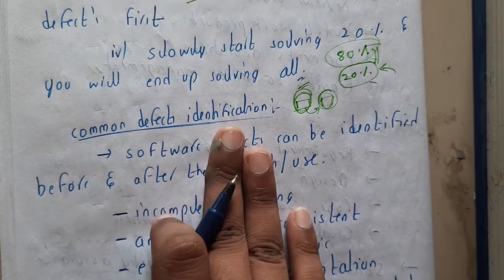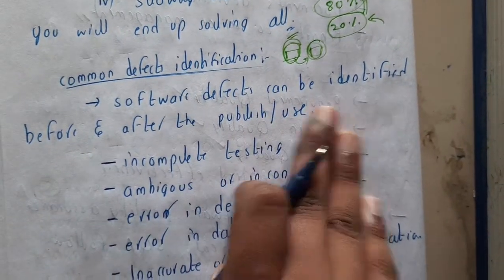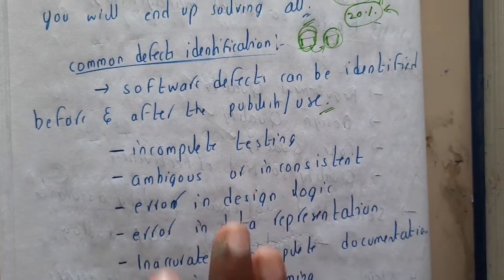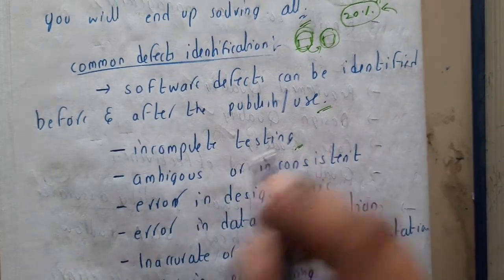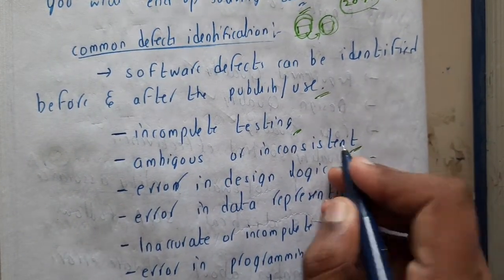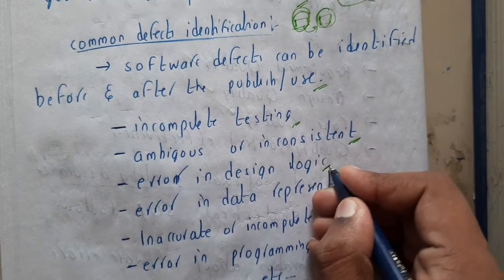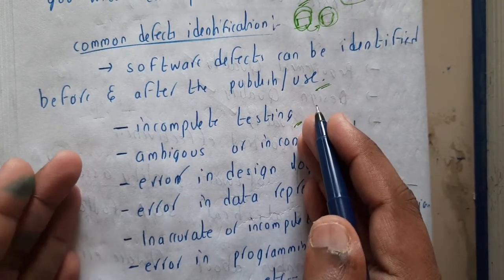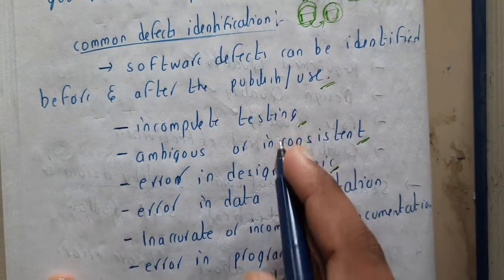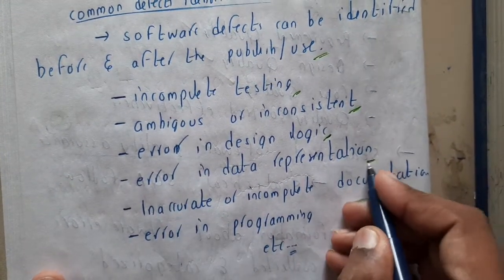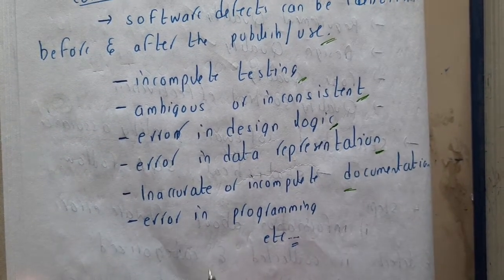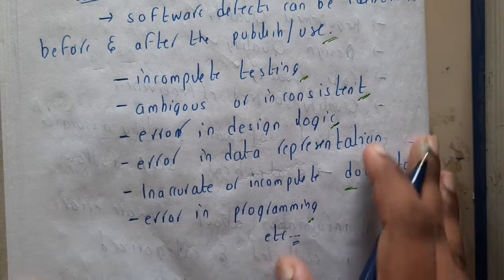Now, common defects identification. Software defects can be identified before and after publishing or use, so anytime you can do it. Incomplete testing will also be an issue. Ambiguous or inconsistent requirements will also be an issue. Then errors in design logic. Remember, everything done in the previous step will affect the current step, so if something goes wrong in the first stage, it will affect this stage. Then errors in data representation, such as selecting wrong data structures to store the data, inaccurate or incomplete documentation, and errors in programs. These are the common issues and this is the statistical method.